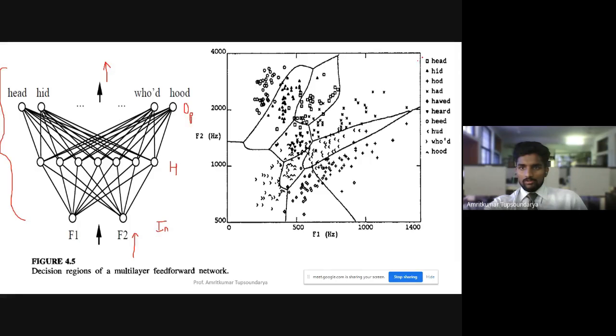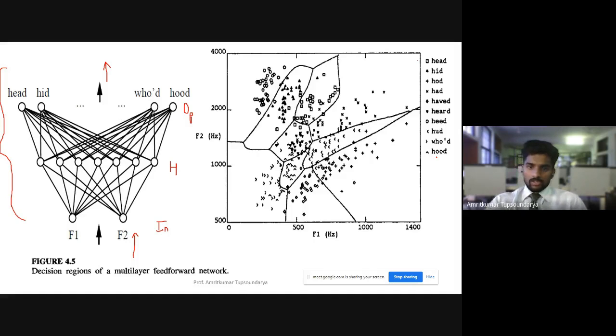Here we have legends, as you can see. Square denotes the word head, the triangle structure denotes head, plus denotes hod, cross symbol denotes had, and rhombus kind of structure denotes hod. Inverse triangle denotes herd, circle denotes heap, left pointing arrow denotes hood, right pointing arrow denotes hood, and upward pointing arrows denote hood. Right.